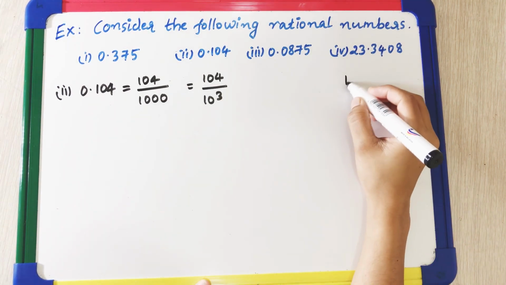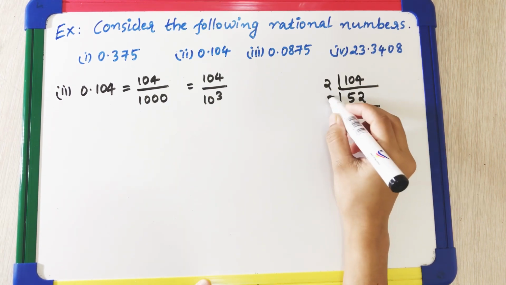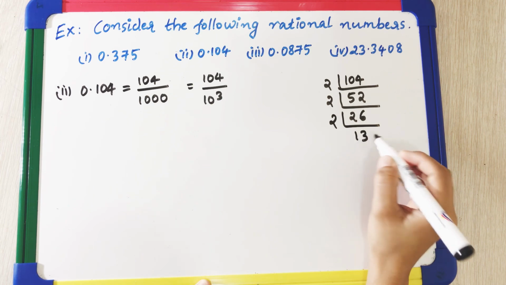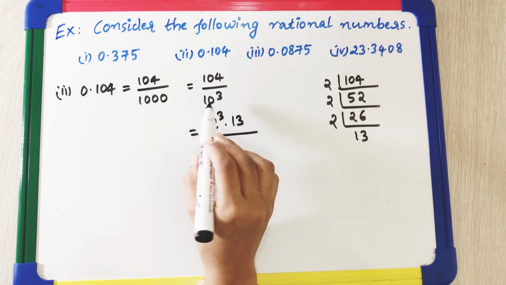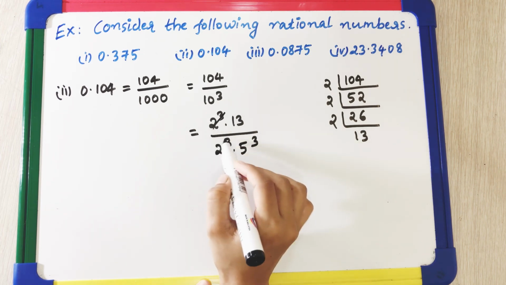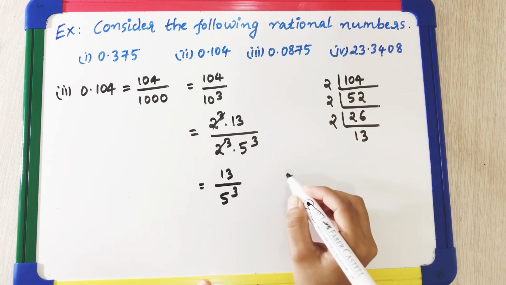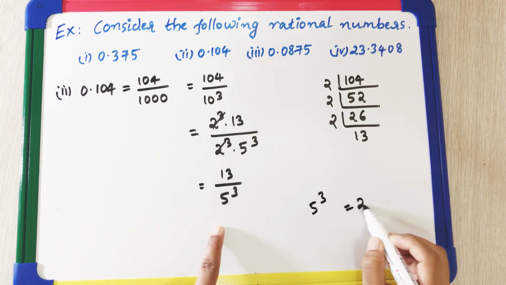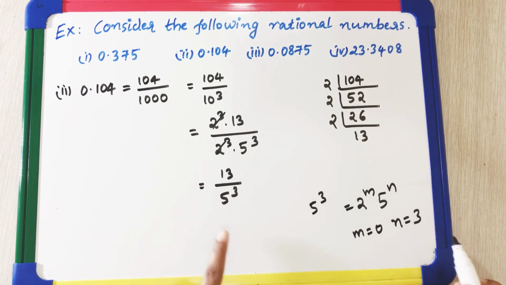Now see the prime factorization of 104. 104 is 2 times 52, again 2 times 26, again 2 times 13. So 104 can be expressed as 2 cube into 13, by 10 cube, which is 2 cube into 5 cube. Here 2 cube gets cancelled, which gives 13 by 5 cube or 13 by 125. The denominator is 5 cube, in the form 2 raised to m into 5 raised to n, with m equal to 0 and n equal to 3.